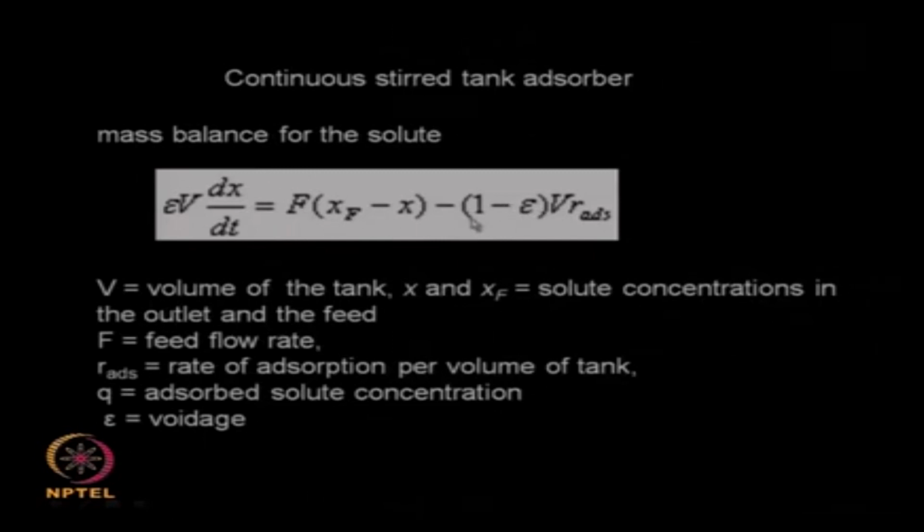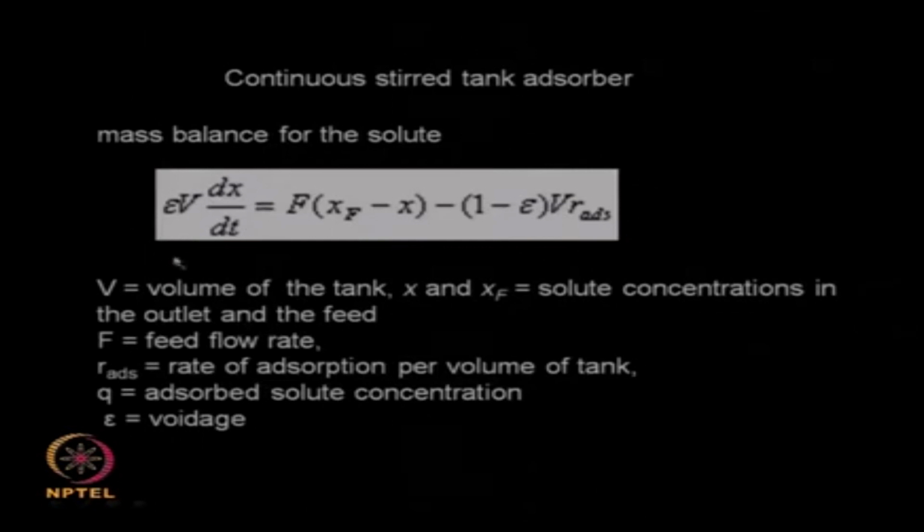Epsilon is the voidage factor, that means the amount of voids. So 1 minus epsilon gives you the amount of solids, V is the volume of the vessel, and R adsorbed is the rate of adsorption. So this term represents the rate of adsorption of the solute from the liquid phase to the solid phase. This is solute into the adsorber vessel, solute out of the adsorber, and this is the amount adsorbed, that means the amount leaving the solution phase and moving to the solid phase.